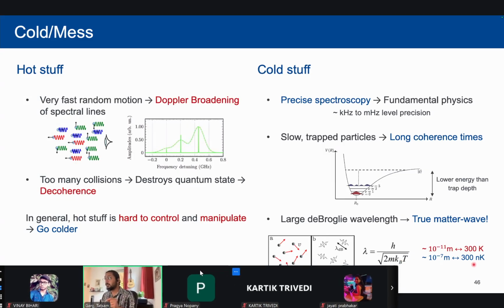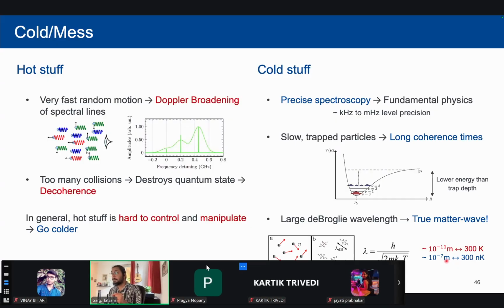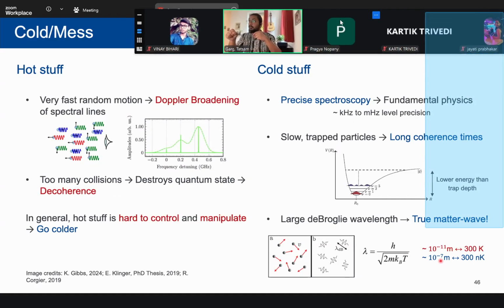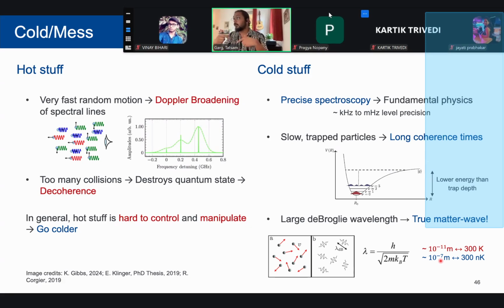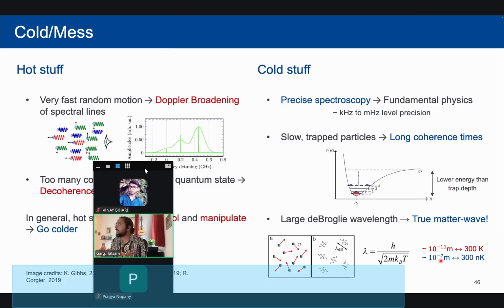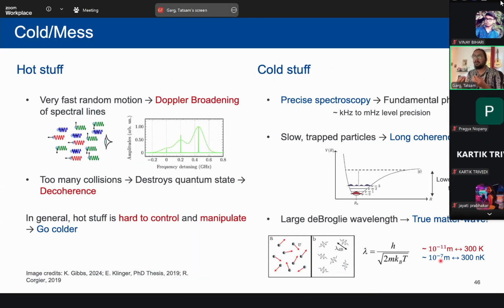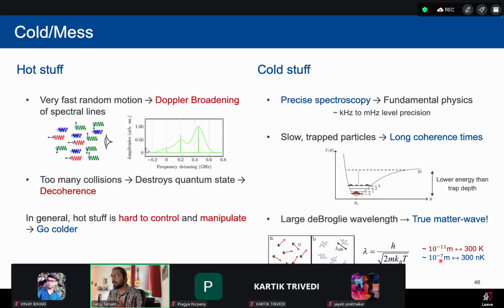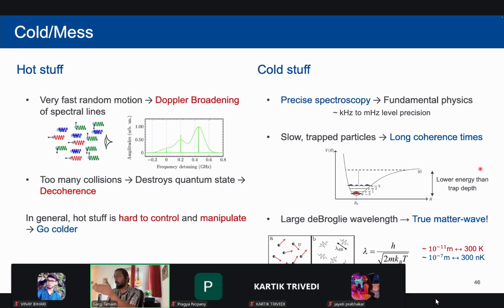But when you go colder, to let's say a few hundred nanokelvins, these wavelengths become much larger. They become as large as the interparticle distance between these particles. And at this point, it's important to talk about the wave picture. This wave picture becoming important is exactly what we mean by things becoming quantum, and quantum mechanics becoming relevant in the study of these things. At this point, you can truly call it a matter wave. So we want to go colder to unlock all of these things.